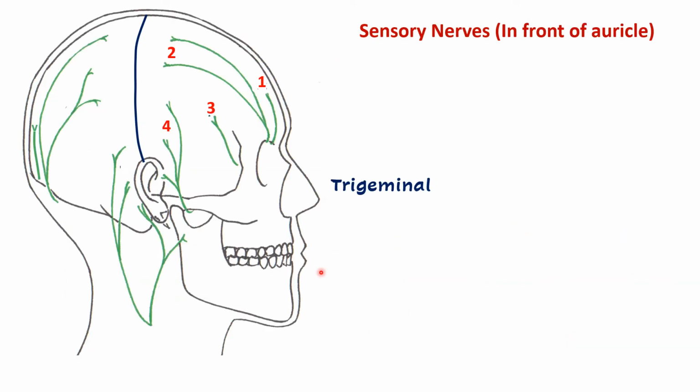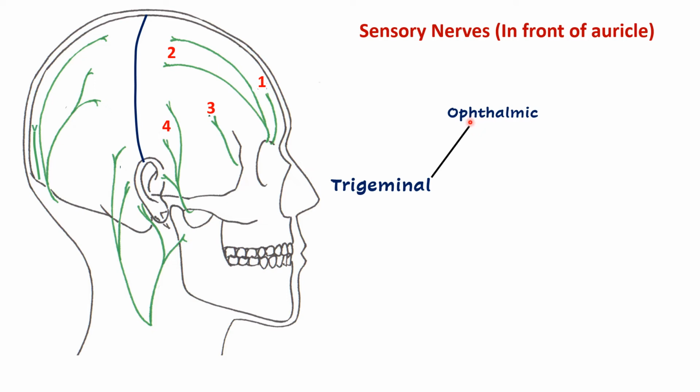Now let us begin with the sensory supply of the scalp. As I said earlier, how many branches are supplying here, anterior to the auricle? This is the auricle. We have drawn this line and divided the scalp into two halves, right? Anterior to the auricle and posterior to the auricle. So here we have four branches. You can see 1, 2, 3 and 4, right? And they will be arising from which cranial nerve? Trigeminal.